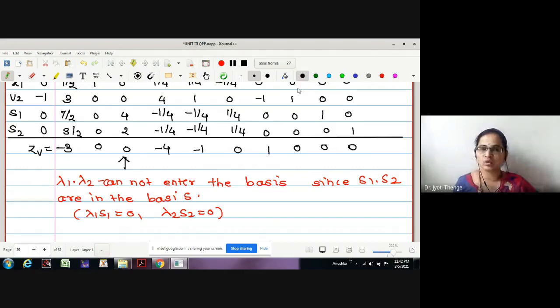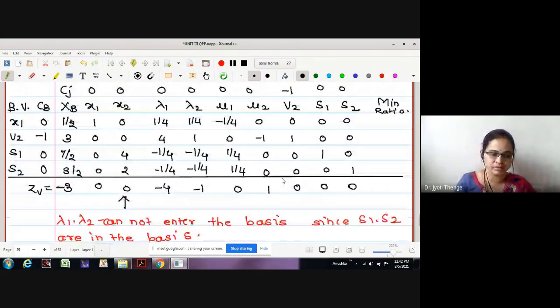Now, let us select the outgoing vector by calculating the minimum ratio. While calculating the minimum ratio, we have to consider Xb upon x2. First, X2 enters, we have to drop these because they are 0. Division by 0 is not allowed. 7 by 2 upon 4, 3 by 2 upon 4. 7 by 2 upon 4 is 7 by 8, 3 by 8. This is the minimum. S2 will leave the basis.